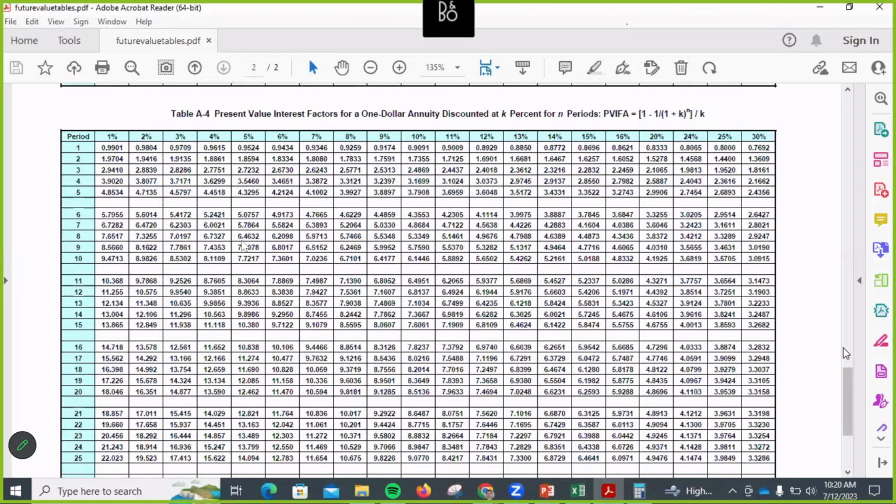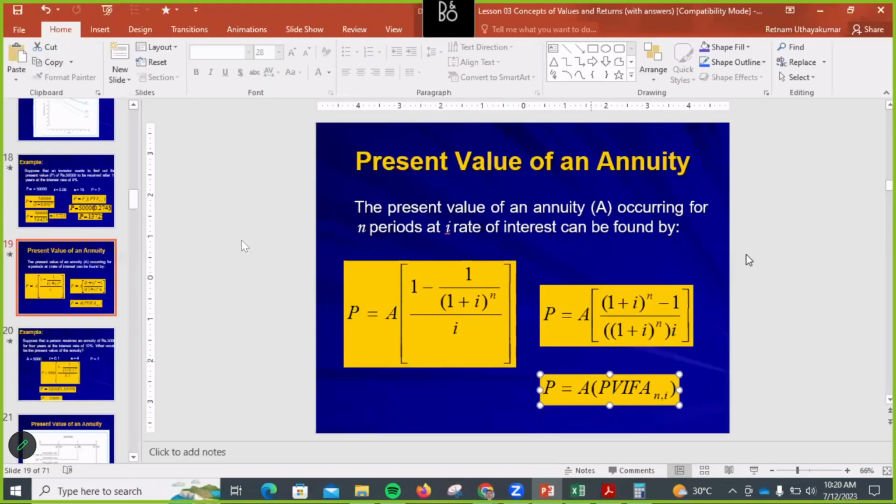And you can think that if you want to have the money in the future, the required money, you can think how much money you want to invest every year. That is the next case. Then the present value interest factor for annuity can be obtained from the table.